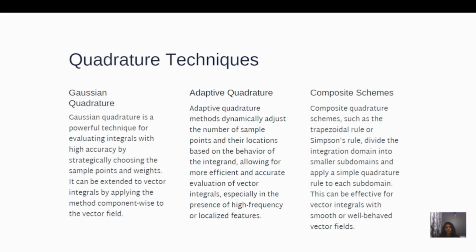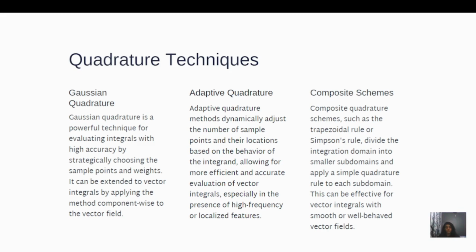Adaptive quadrature. Adaptive quadrature methods dynamically adjust the number of sample points and their locations based on the behavior of the integrand, allowing for more efficient and accurate evaluation of vector integrals, especially in the presence of high frequency or localized features.